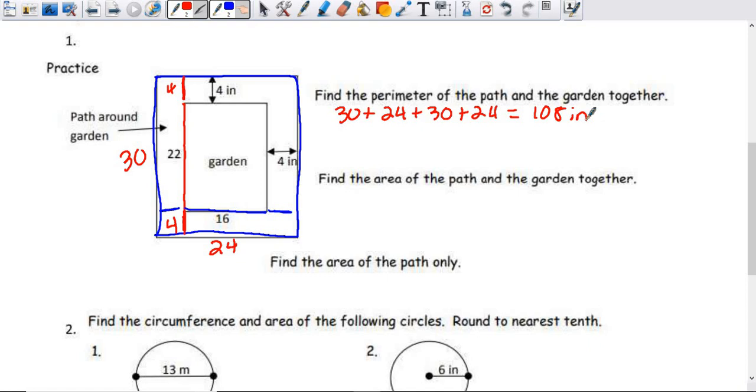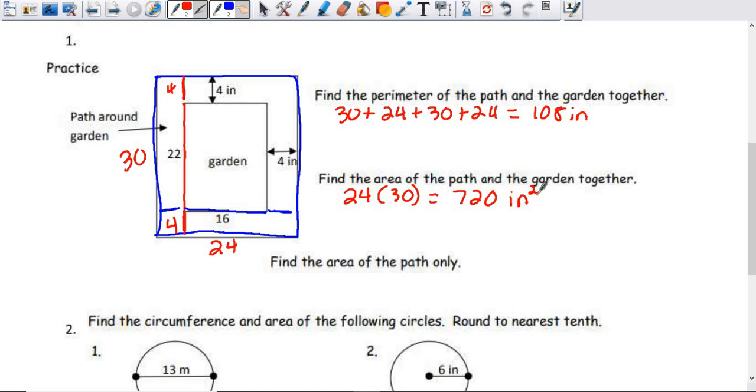All right, to find the area of the path and the garden together, we need to use the area formula. Area of a rectangle says we're going to take base times height or length times width, either way you want to say it. So we're going to take 24 and multiply it by 30. If we do that, we get 720 inches squared. Area is always measured in units squared, so whatever we get, we just put inches squared with it.